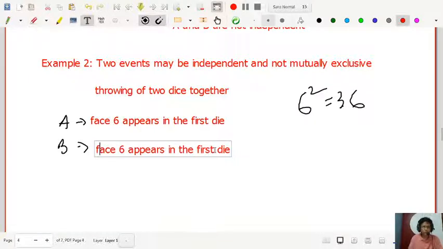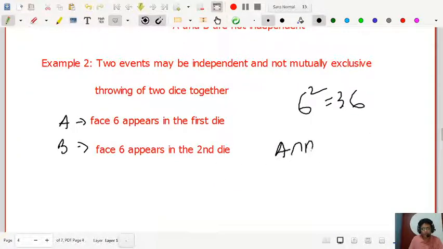Face 6 appears in the second die. This is A, this is B. Face 6 appears in the first die and face 6 appears in the second die. So you look at that. A and B each contain 6 event points, and what is your A intersection B?